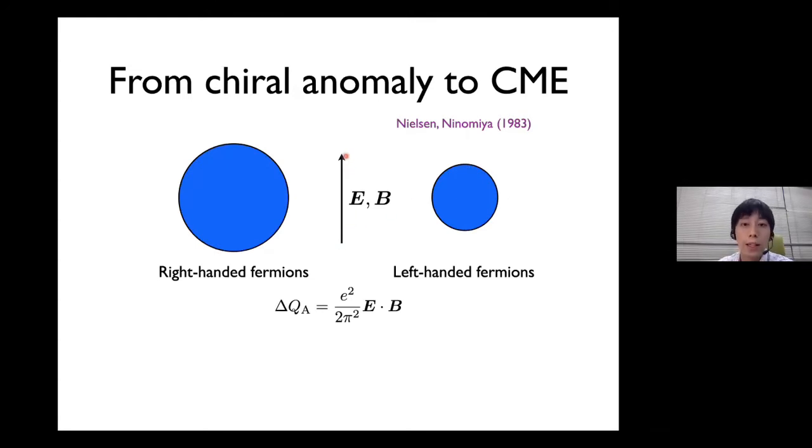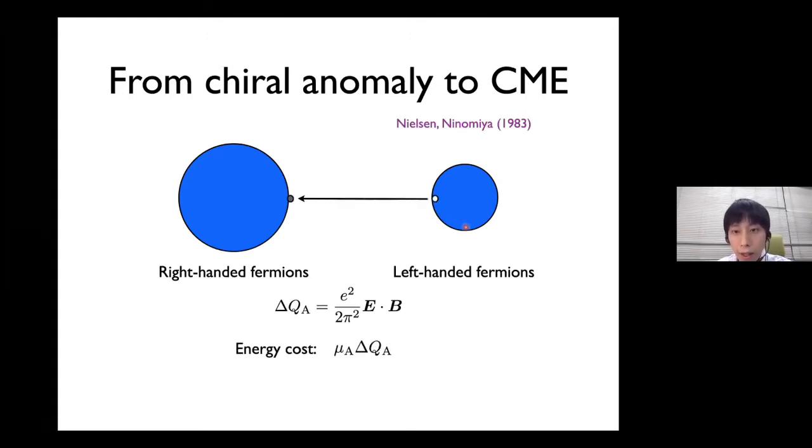Then according to the chiral anomaly, the right-handed Fermi sphere expands while the left-handed Fermi sphere shrinks, according to this chiral anomaly relation, right? In other words, in this case, the chemical potential of right-handed fermions becomes larger than the chemical potential of left-handed fermions, by transferring fermions from the left-handed Fermi sphere to the right-handed Fermi sphere. Now, transferring a fermion from the left-handed Fermi sphere to the right-handed Fermi sphere requires some energy cost, mu_A. So this is the chiral chemical potential multiplied by this delta Q_A, and delta Q_A is given by this chiral anomaly relation. And this energy cost must be supplied from somewhere.